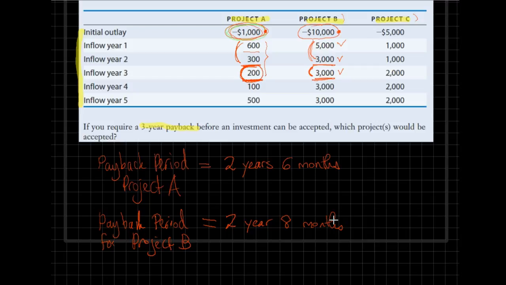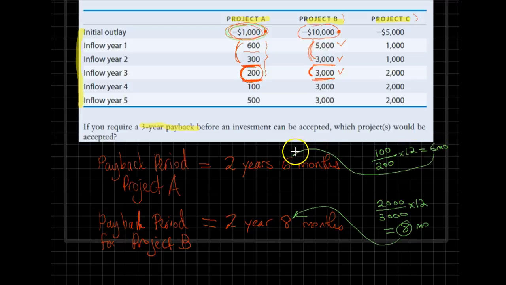One way to see that 8 months, let me make a side note here, is to visualize that the remaining amount was $2,000, and you can simply divide it by what can be made during the whole year, and then multiply this by 12. So you would see that it would be 8 months, and so that 8 is entered right here. Similarly, in the previous case, the remaining amount was $100, and the amount that can be made during the whole third year was 200, and you multiply this by 12. Again, you can see that the answer would be 6 months.